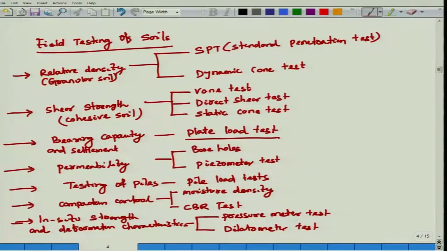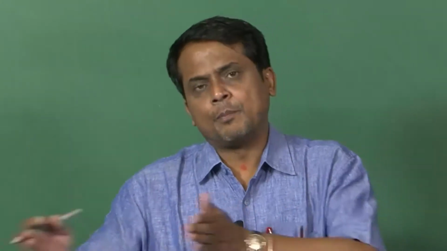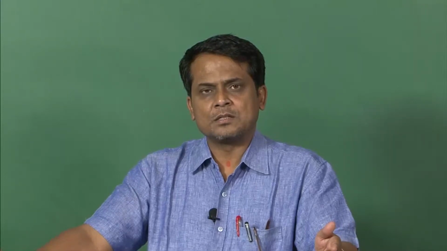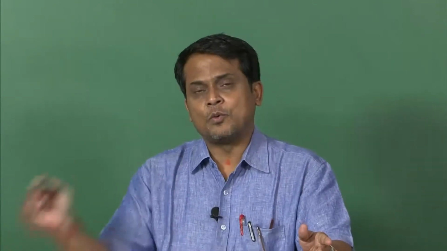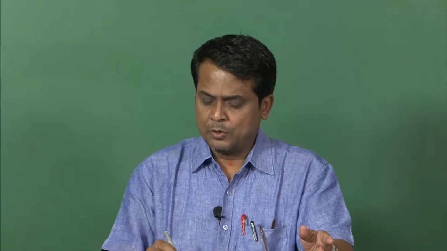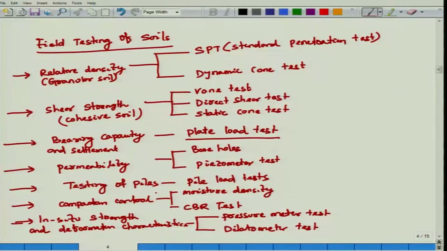Then compaction control, where it is used, for example road, embankment. What you are doing in compaction control in the laboratory is by means of Proctor compaction and modified compaction. So, these are all laboratory based. As I said just before, there are limitations in your laboratory test. Whatever you have done in the laboratory, whether it is going to give the same parameter in the field, there are two tests. One is your moisture density, the other is your CBR test. CBR full form is California bearing ratio test.